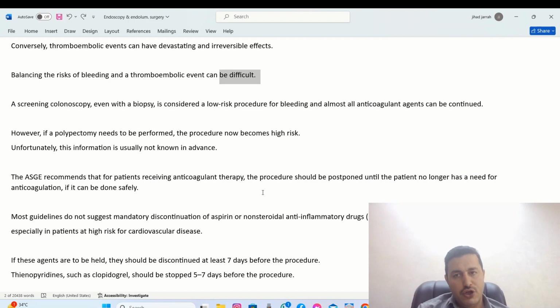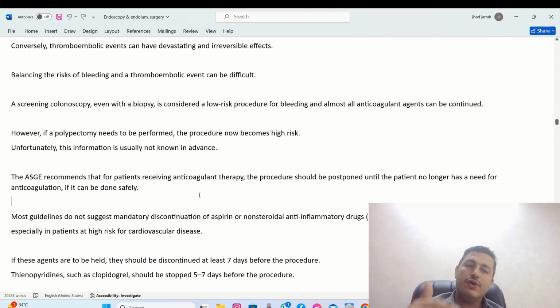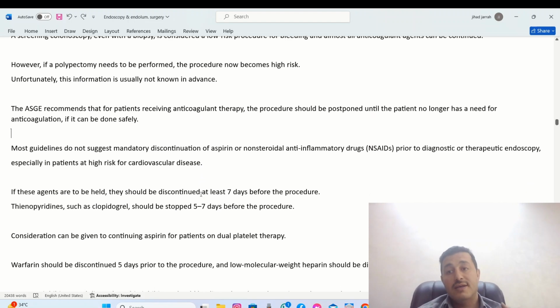The general recommendation by the ACG is to hold, delay, or postpone the procedure until we no longer need the anticoagulation, if this can happen. But we know that some patients can take a long time on anticoagulation. One important piece of information is that if the patient is using aspirin or a non-steroidal anti-inflammatory drug, it's not recommended to stop this agent.